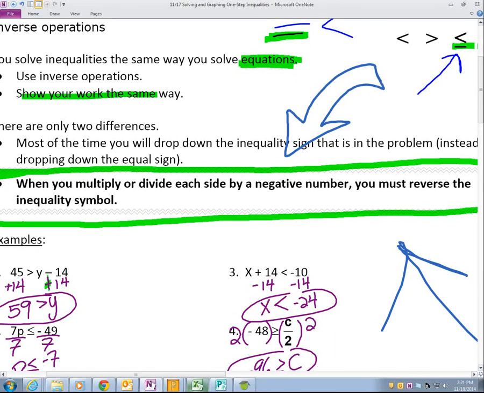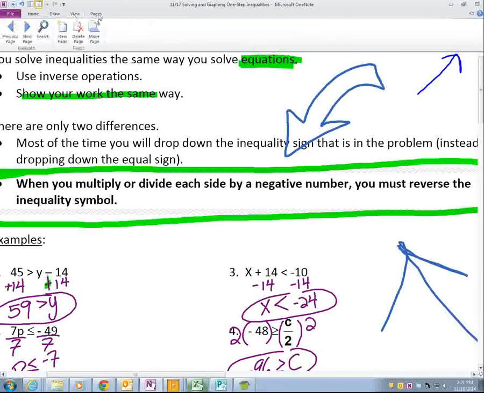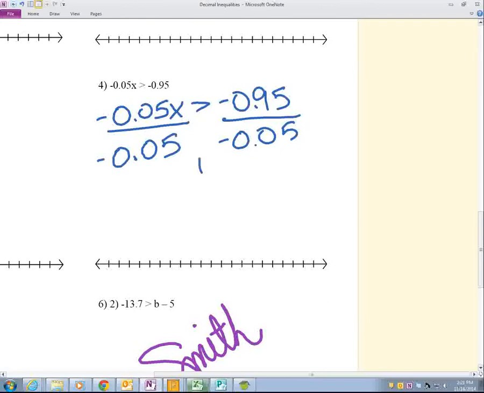What does it say? When you multiply or divide either side by a negative number, you must reverse the symbol. We are dividing by a negative number right here. So we have to reverse the symbol. So it's x is less than something.